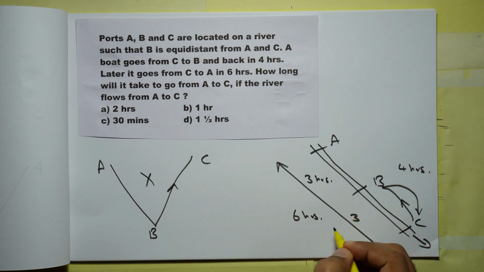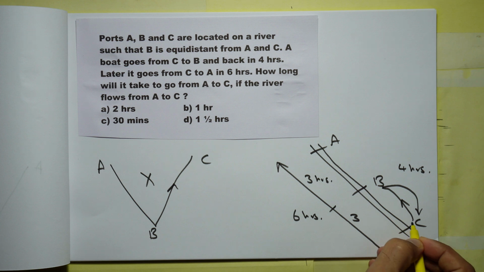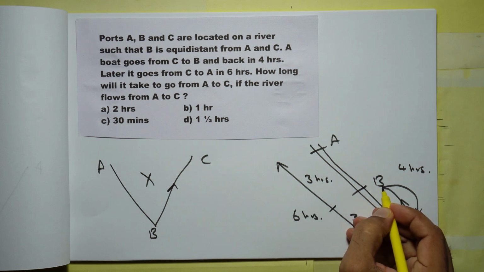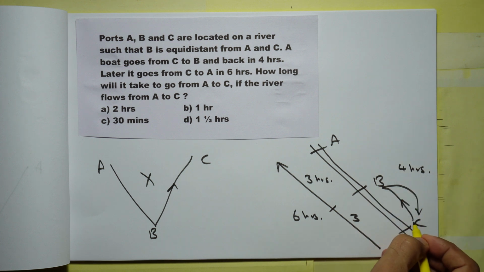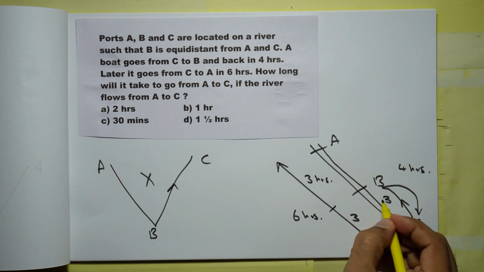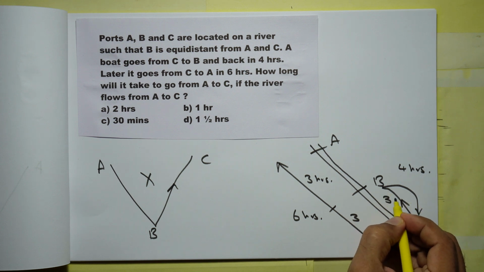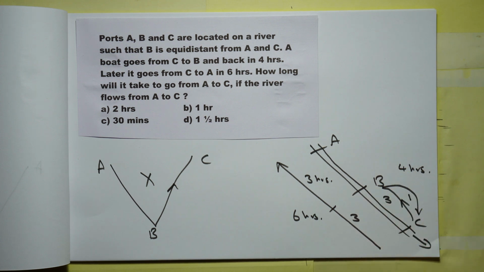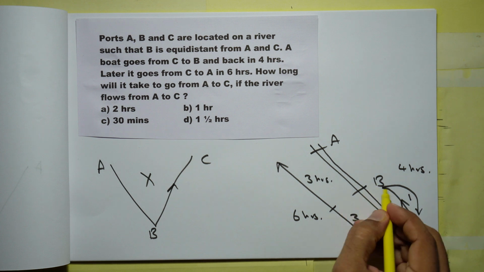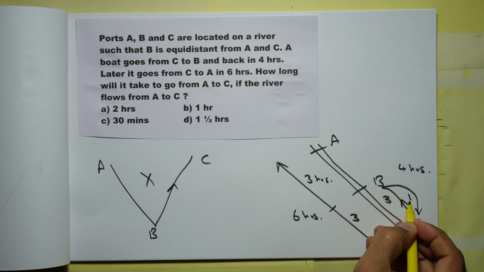Now if you combine both this information, we know that C to B upstream is 3 hours. Also it is said that the boat went from C to B upstream and back, altogether 4 hours. From this information we know C to B is 3 hours. 3 hours plus the return journey has to be 1 hour, because 3 plus 1 is equal to 4 hours. So 3 hours for upstreaming and 1 hour for downstreaming. So B to C downstream is 1 hour.